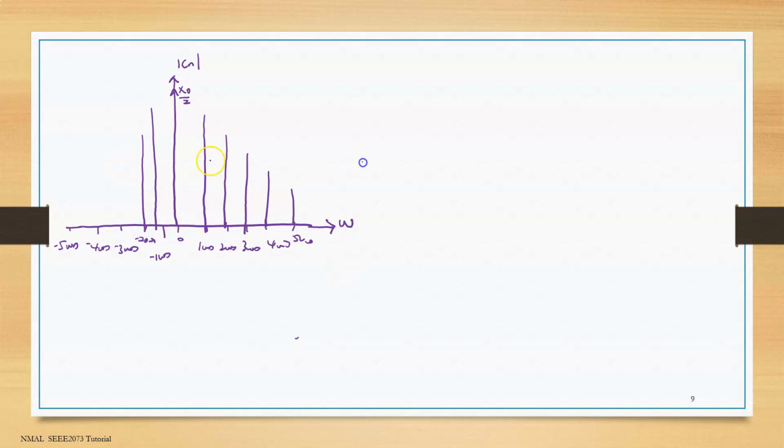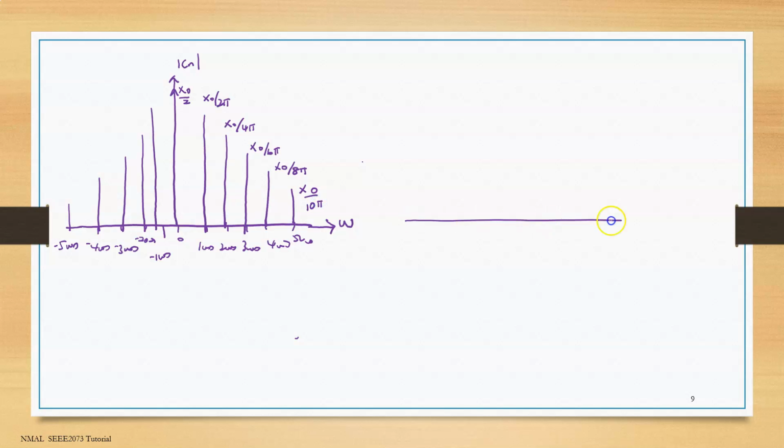Sorry about the bad drawing. I hope you can draw better. And then you label here x naught over 2 pi, x naught over 4 pi, x naught over 6 pi, x naught over 8 pi, and finally x naught over 10 pi. Okay, so this is for the magnitude.